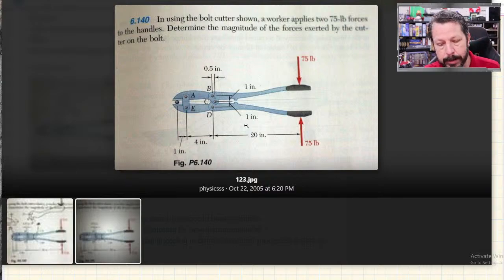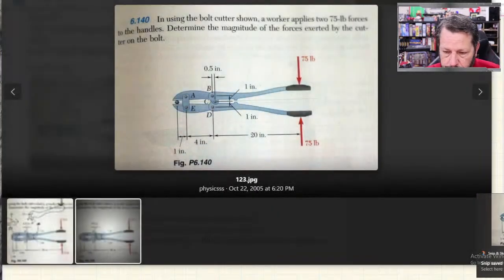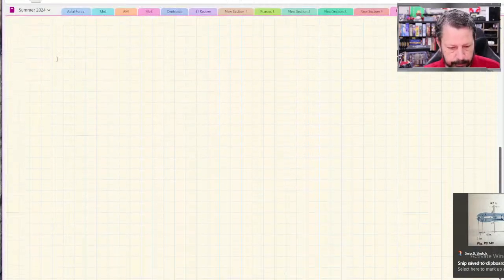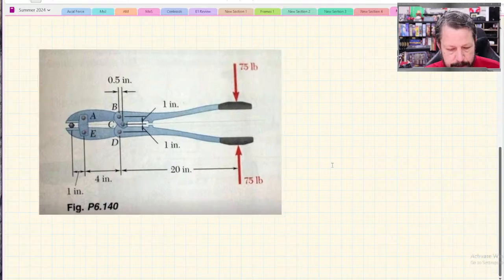So this one's working backwards from what we just did. The one we just did, we knew the force applied to the bolt, and we figured out how much force to apply to the handles. This one, we know how much force we're applying to the handles, and we want to figure out what's getting done to the bolt. Okay? The only problem is we don't know the right answer. So hopefully we do it correctly. We decide this is a machine because it is intended for this to have moving parts.